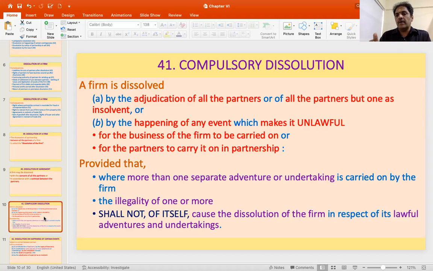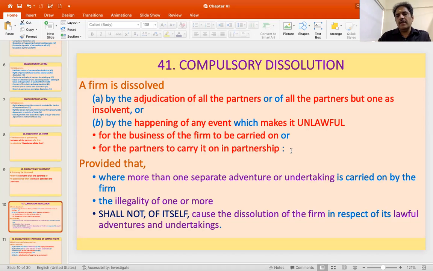Then if all but one are insolvent, you cannot have a partnership of one person. It is a relationship between persons where it presupposes that there is more than one person. So if only one person is solvent and all the other partners are insolvent, then also the partnership has to be compulsorily dissolved. Then second, by happening of any event which makes it unlawful for the business of the firm to be carried on, or for the partners to carry it on in partnership. So in that case also the firm is dissolved.